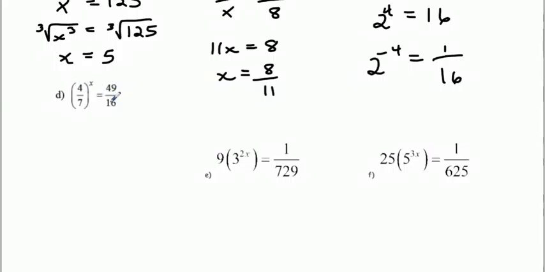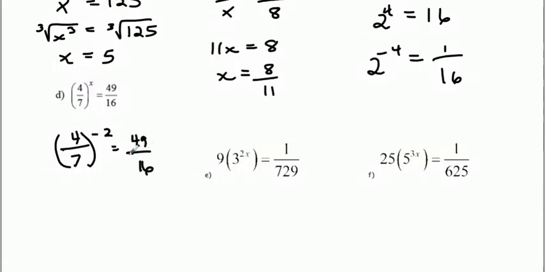So 7 squared is 49. 4 squared is 16. So I know that this has to get flipped. And the only way to get it flipped is to put a negative exponent in. And the question is, what negative exponent? And we just decided 4 squared was 16, 7 squared was 49. So we know that 4 sevenths to the negative 2 equals 49 over 16.